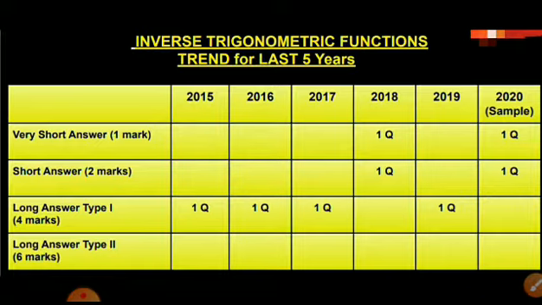In 18 you had a total of 3 marks of questions, a 1 mark and a 2 mark question. Again in 2019 there was a 4 mark question. And last year, 2020, there was a one mark question and one short answer, that is a 2 mark question. So anyhow it comes for 3 to 4 marks. Okay, and it is the easiest one. This chapter is the easiest one.